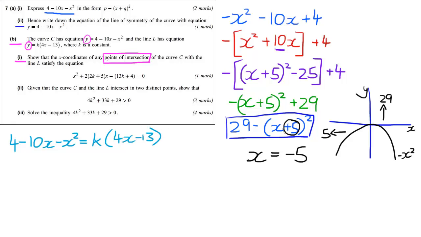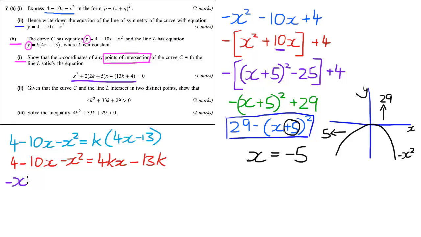So let's times out the brackets first. Leave this left hand side alone for now, and then we're going to have 4kx, in alphabetical order, minus 13k. And then what we'll try and do, because it's put to us like this, is get everything on the left hand side with this x squared at the start.